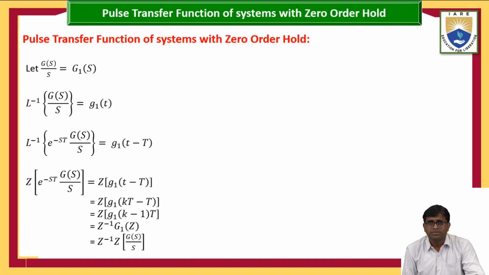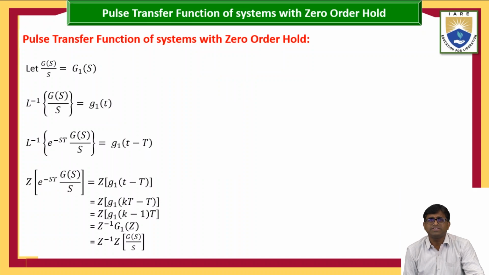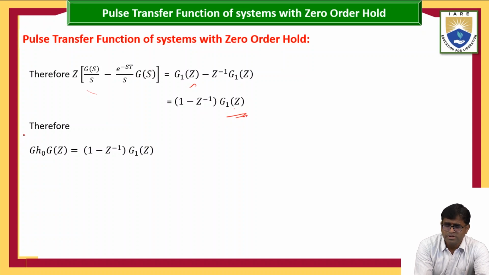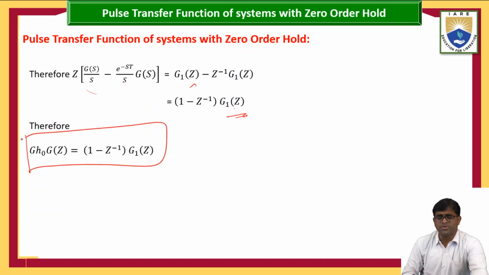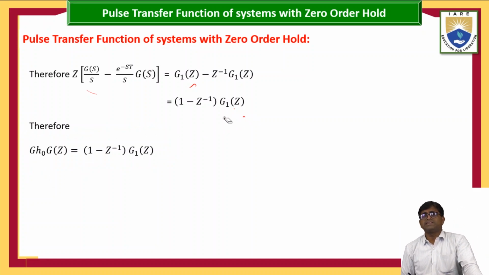Substitute these two values. For the first term we get G1 of Z, and for the second term Z inverse of G1 of Z. Here G1 of Z is common, so we get 1 minus Z inverse of G1 of Z. Therefore the pulse transfer function with zero order hold device is 1 minus Z inverse of G1 of Z.